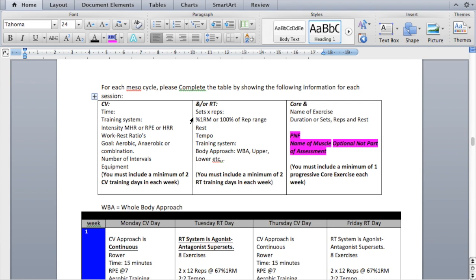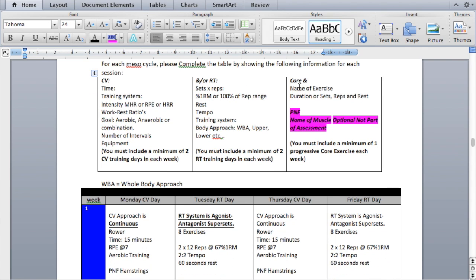For resistance training, we need to know the percentage of 1 rep max using the chart that we give you. We need to know the rest period, the tempo of the movement, the name of the training system, and the body approach. So are we doing whole body training on one day? Are we doing upper body on one day? Are we doing lower body on another day? Are we doing chest and triceps on one day, back and biceps on another day? So the choice is yours as to how you split up the body, as long as the body parts that you're trying to target get trained 1 to 2 times per week.